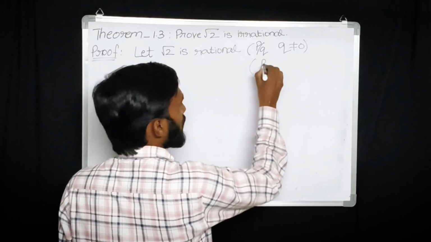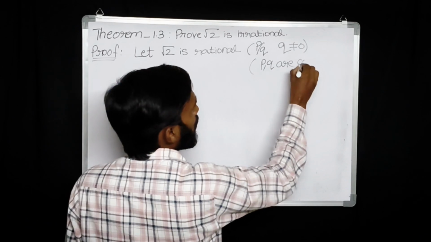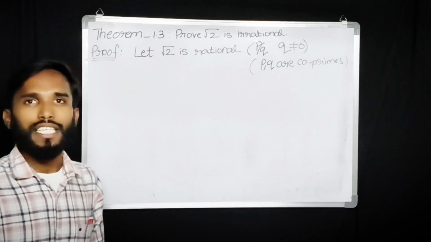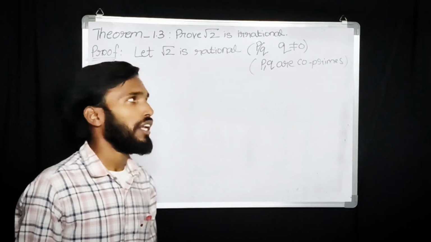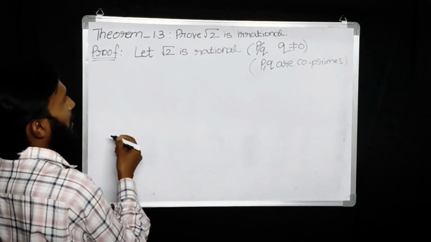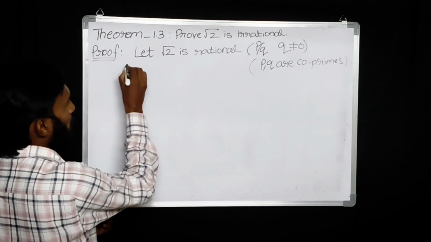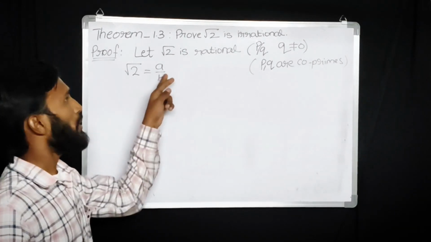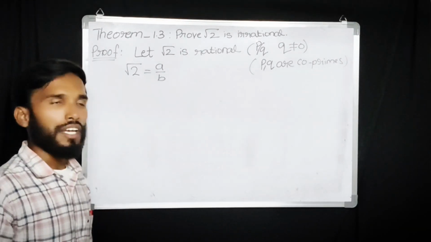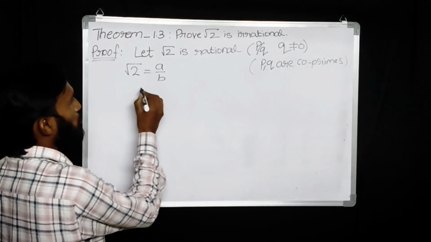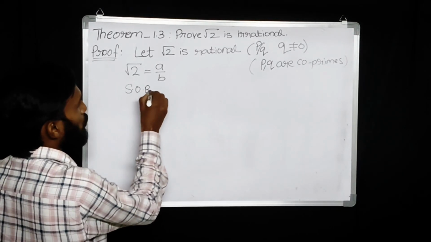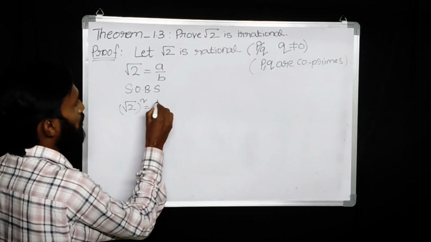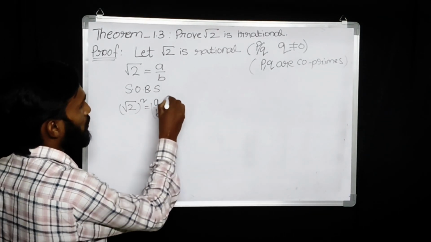And the next condition is that p, q are co-primes, which means p and q have only 1 as the common factor. So after taking root 2 as rational, root 2 is equal to a by b, or p by q. Whether we take p by q or a by b, no problem. Now to remove this root, we square on both sides. Root 2 squared is equal to a by b squared.